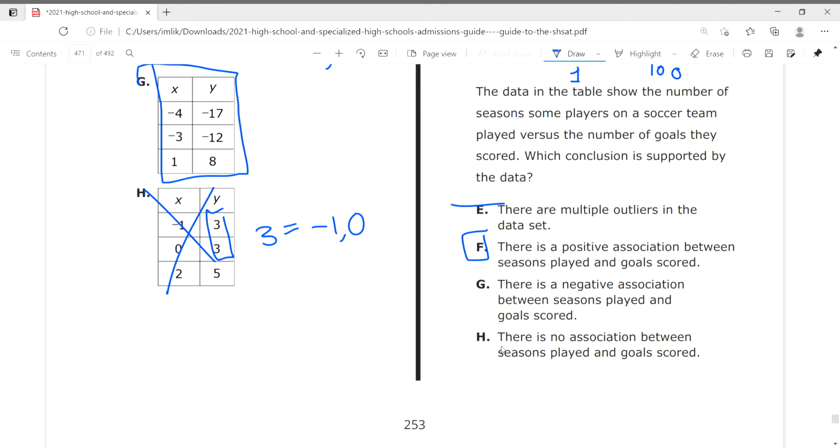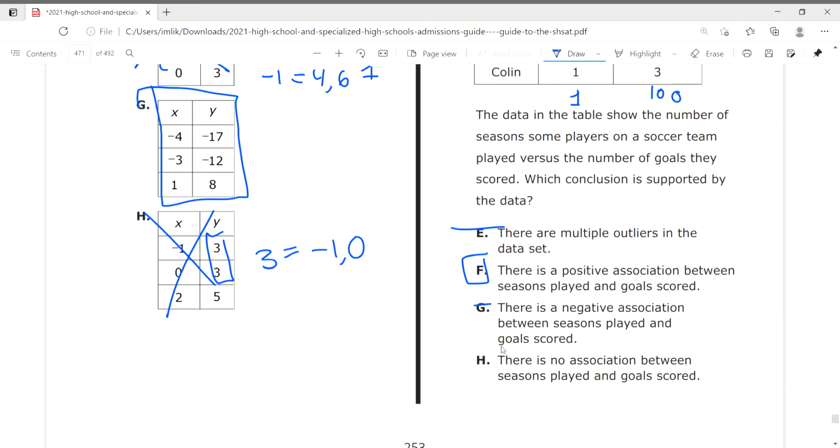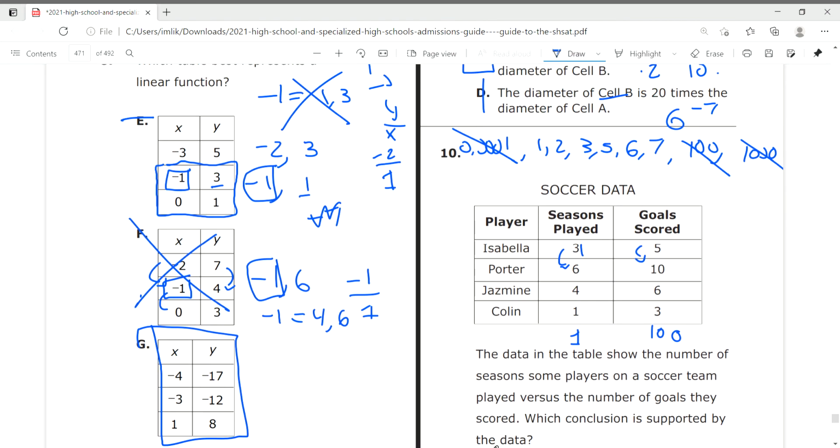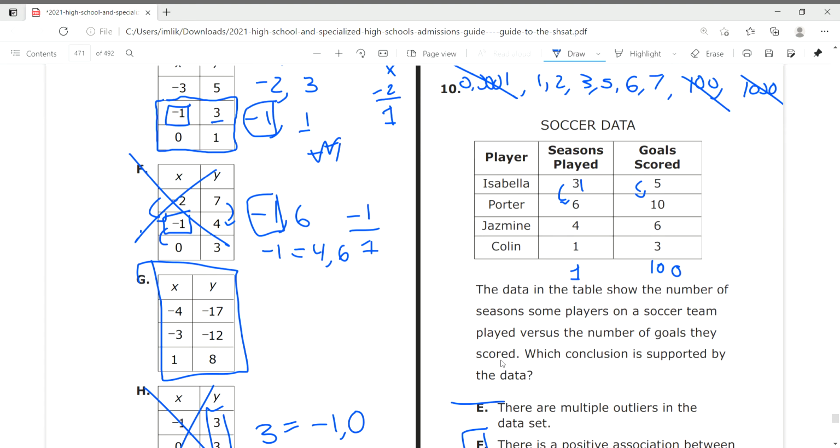But let's just say you couldn't understand that. You were checking from H to E instead. Our next answer would be G. There's a negative association between the seasons played and goals scored. This would mean that the more seasons you play, the fewer goals you score, which we just proved wrong. So it can't be that. And there's no association. Well, there is an association, because obviously if we played 3 seasons and scored 5 goals, and played another 6 seasons and scored 10 goals, there was an increase. So there is an association. So F. Be aware, don't overthink it. These are fairly simple. And that's basically it.